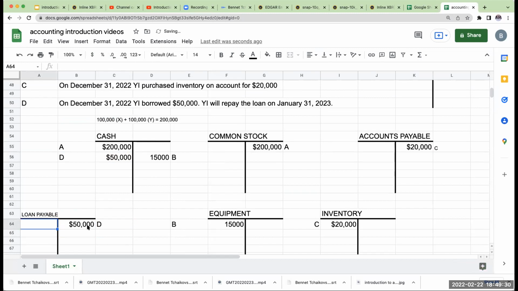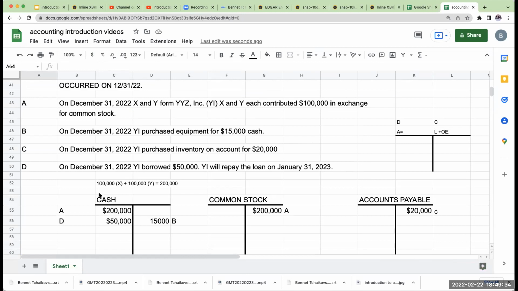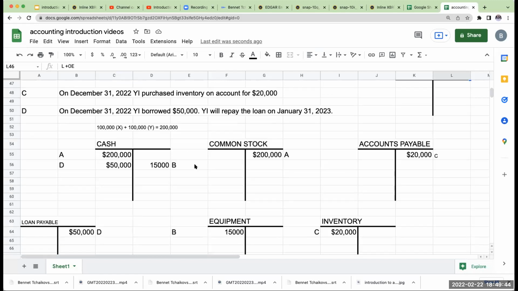So right over here, I've recorded these four different transactions. Key thing is for every debit, I need a credit. I borrowed money, my cash went up, but at the same time, my liability went up. I'm crediting loan payable. This is an obligation that I have to repay in the future. So again, this is our part right over here.